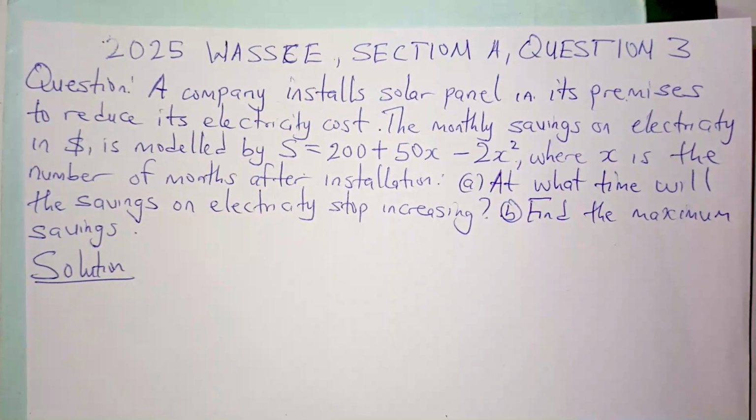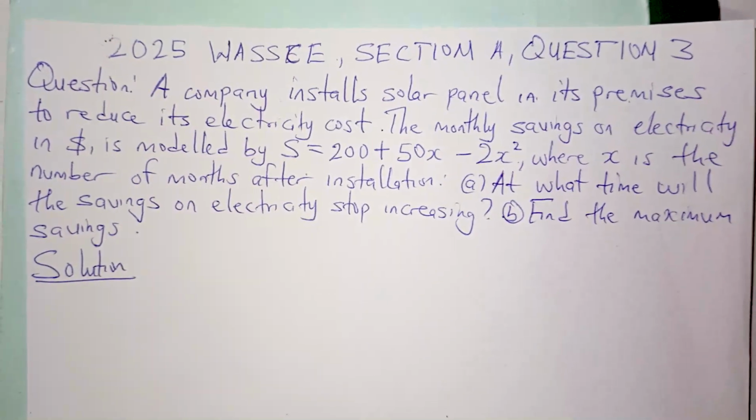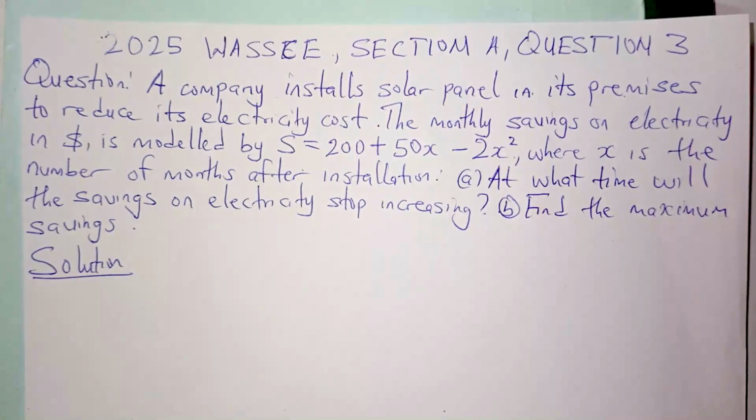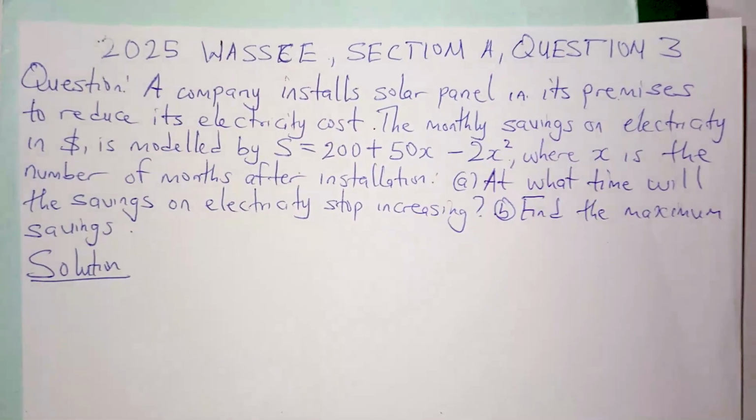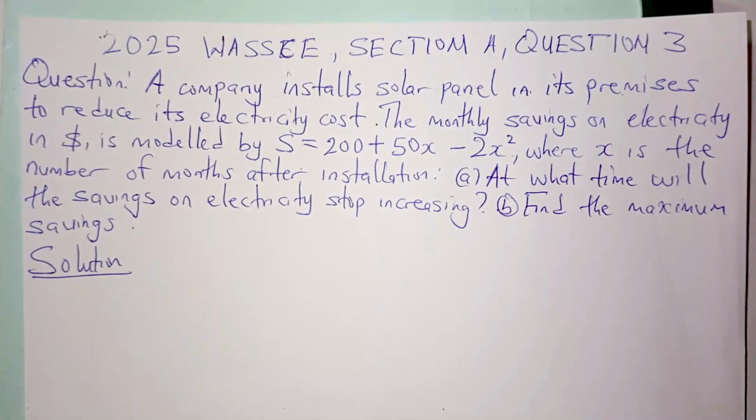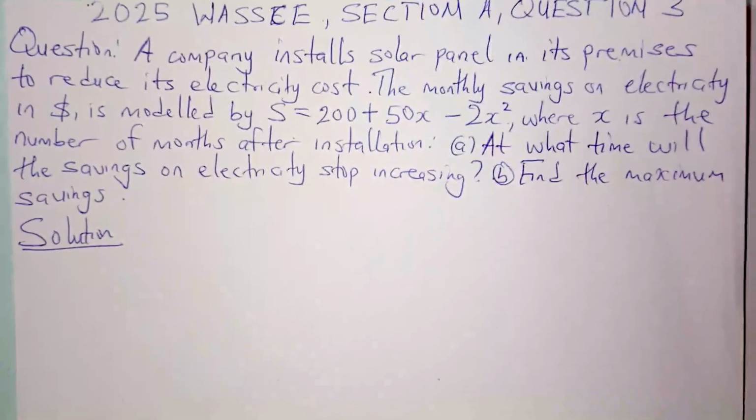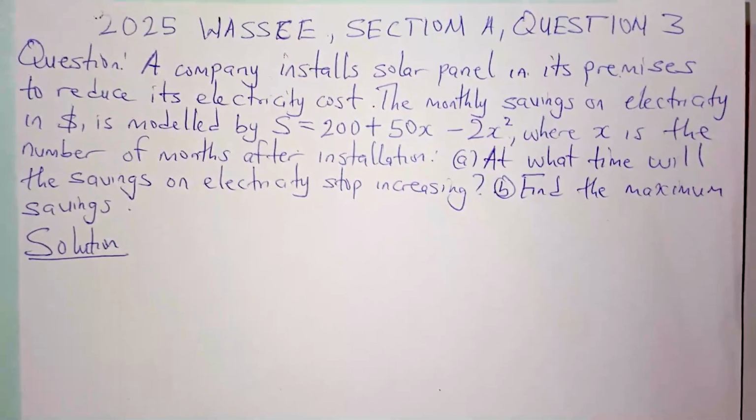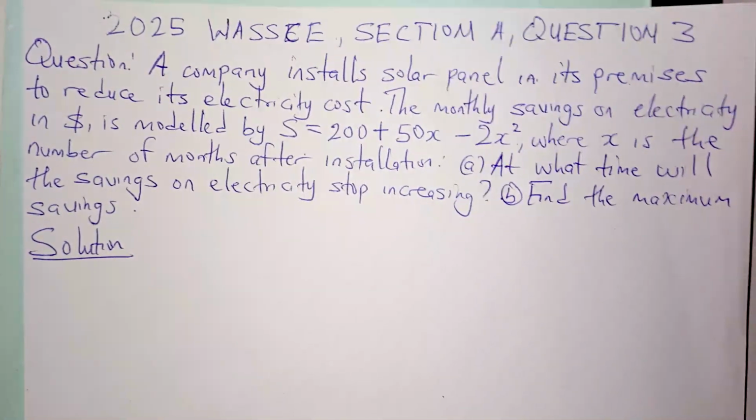So we're told to find the time, perhaps the number of months, when the savings on the electricity will stop increasing, and also the maximum savings that will have been achieved at this time. So this question can be approached in two ways.